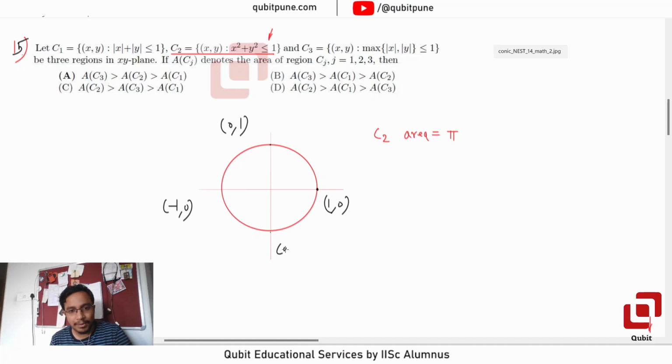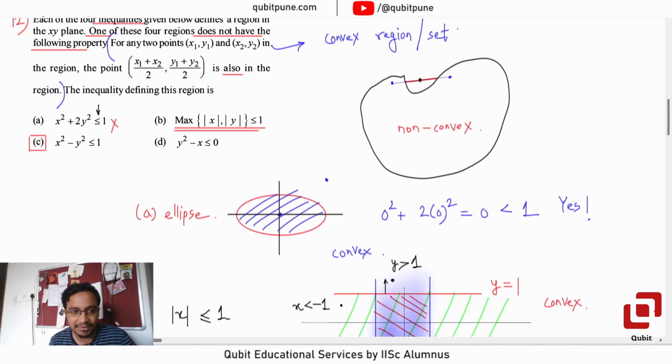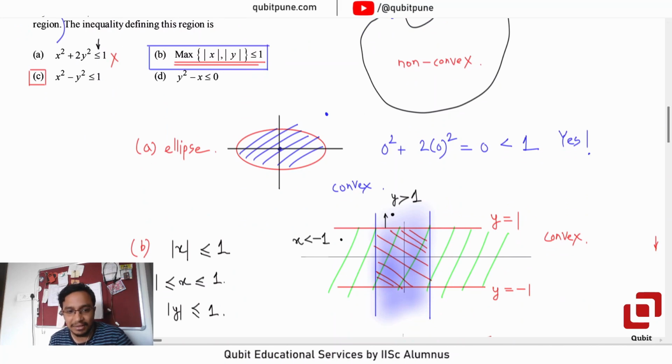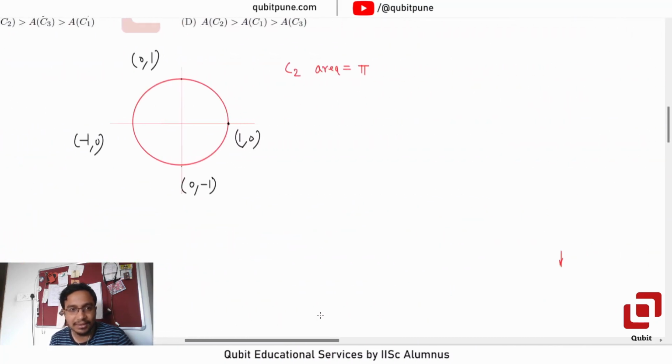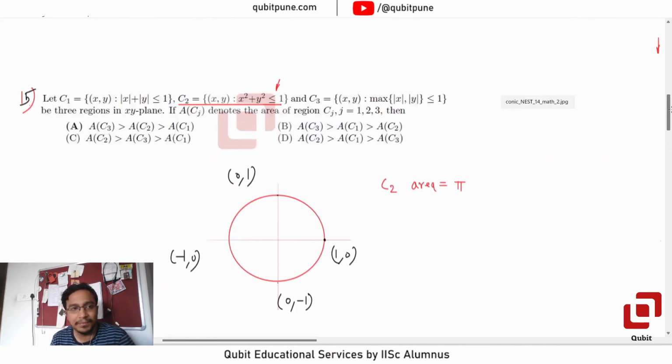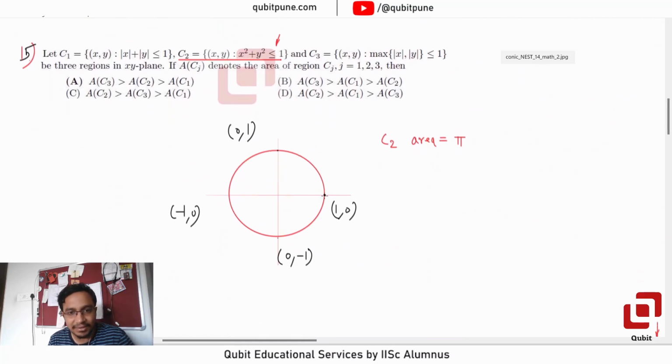Now if you go to C3, do you realize that we have already seen how C3 looks? Max of |x|, |y| less than or equal to 1. We have already seen that. It's this region, and that is the square that you see here. So clearly that is exceeding the circle's area.